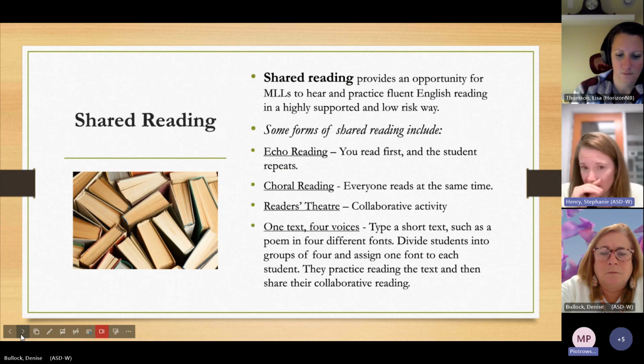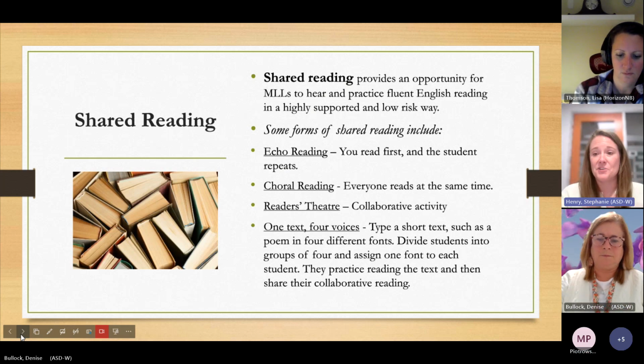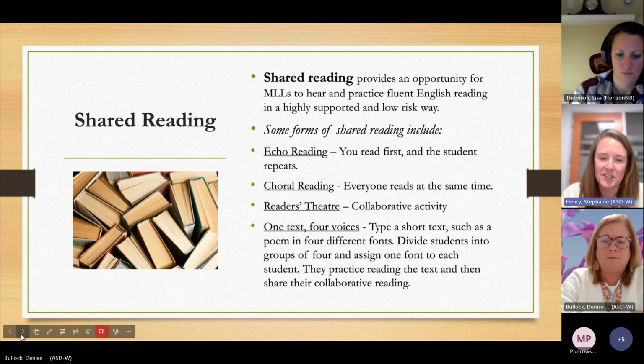Readers Theater is a collaborative activity where you practice reading aloud a text theatrically, with lots of emotion, lots of expression. You get kids to practice it, probably in a group, deciding who's going to read what and when and how to say it. And it's just that focus on how to read aloud.